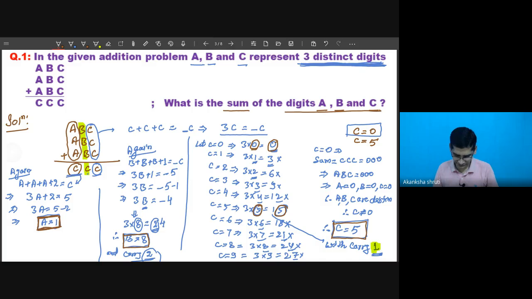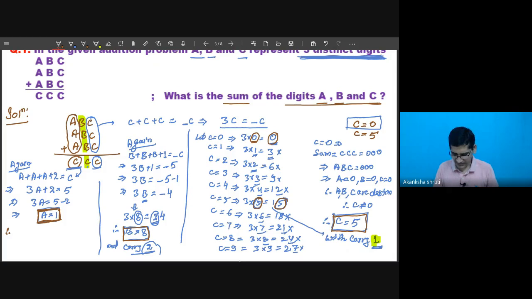Therefore, the sum means A plus B plus C. This required sum is given by substituting 1 plus B, which is our 8, plus 5, it is our 14. So 14 is the answer. It was so simple. There are other ways of thinking these questions also.